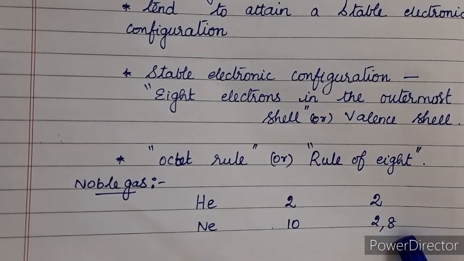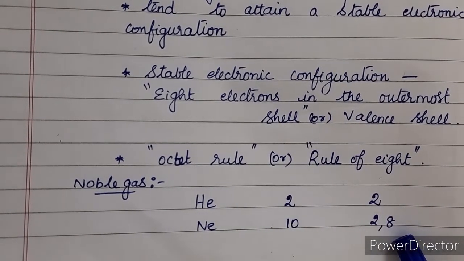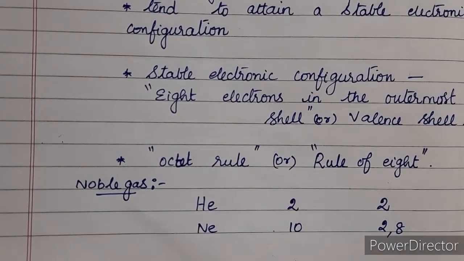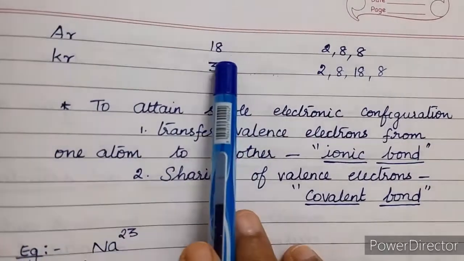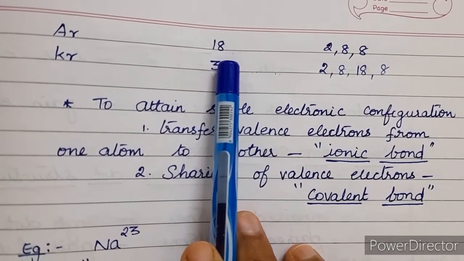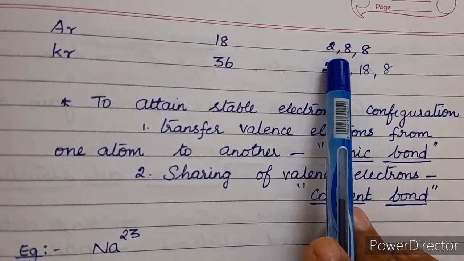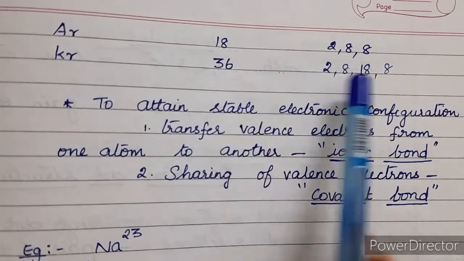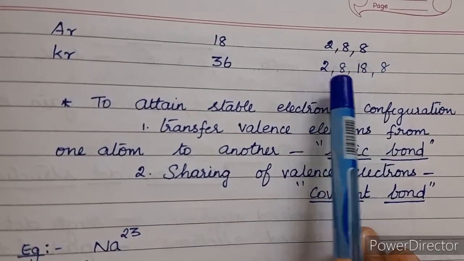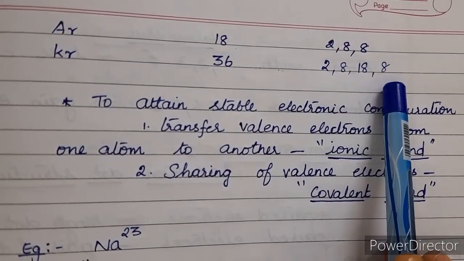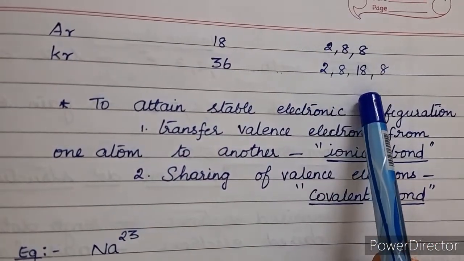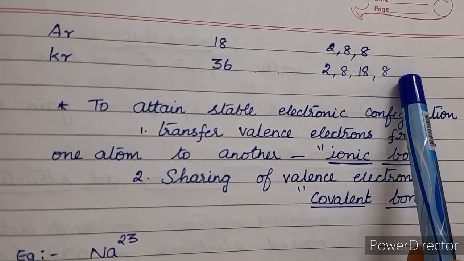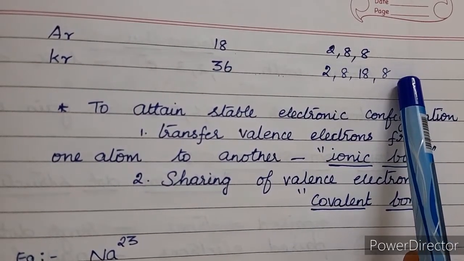We know how to fill the orbitals in K, L and M shell, isn't it? We have learnt in the earlier classes, isn't it? Argon, the atomic number is 18 and the electronic configuration is 2, 8, 8. Krypton, the atomic number is 36 and the electronic configuration is 2, 8, 18, 8. So in all the noble gases, if you see, the outermost shell has 8 electrons. So they are said to have stable electronic configuration.